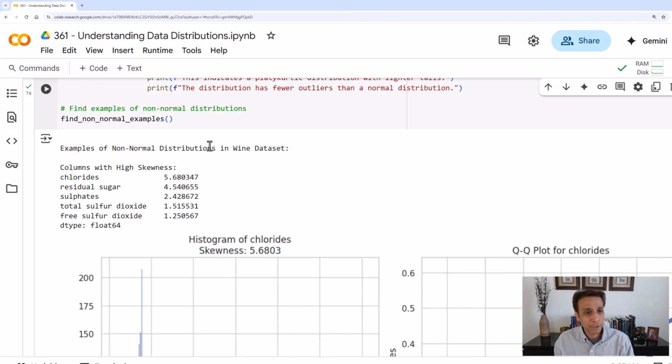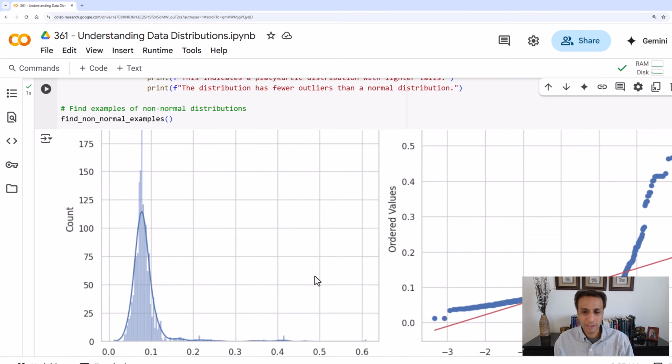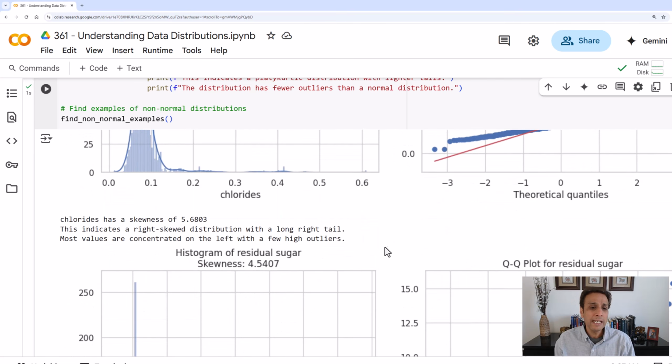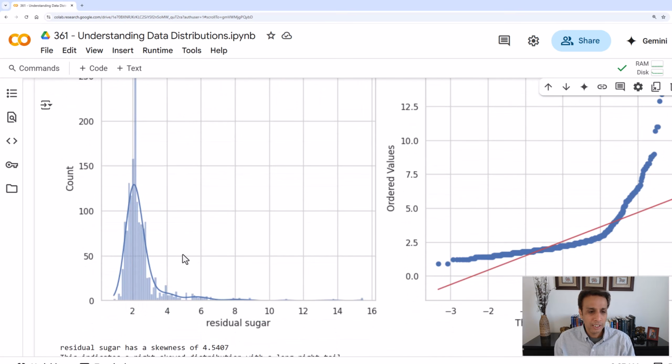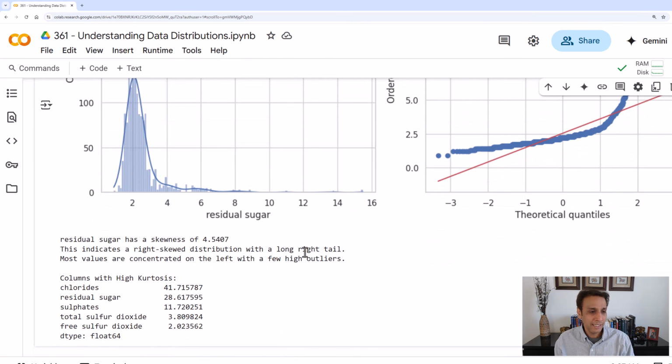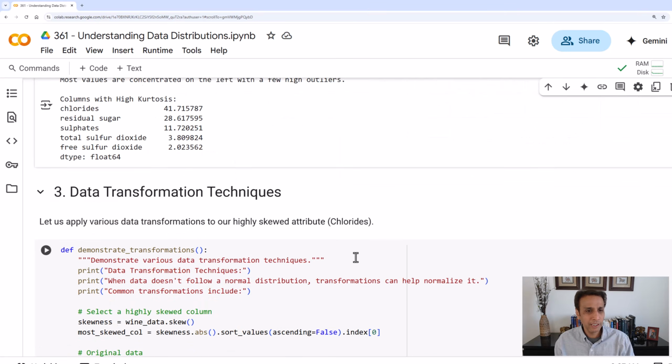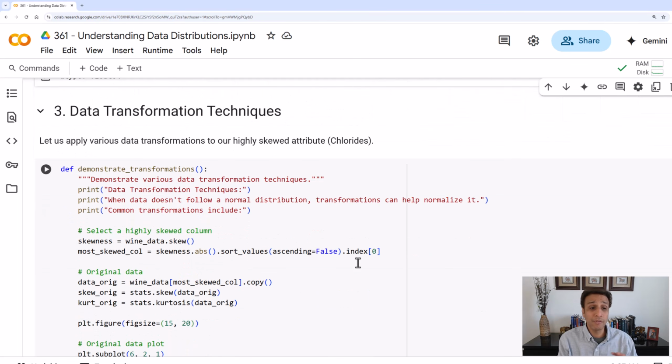Okay, examples of non-normal distribution. Here we have chlorides with the highest, and residual sugar is the next one, then sulfates, and so on. So the histogram of chlorides looks like this, and obviously from here you can tell that this is not normally distributed. Similarly for residual sugar, you have very long tails, and you see some outliers all the way over here. Again, you can tell that this is definitely not normally distributed. Let's move on to the data transformation part.